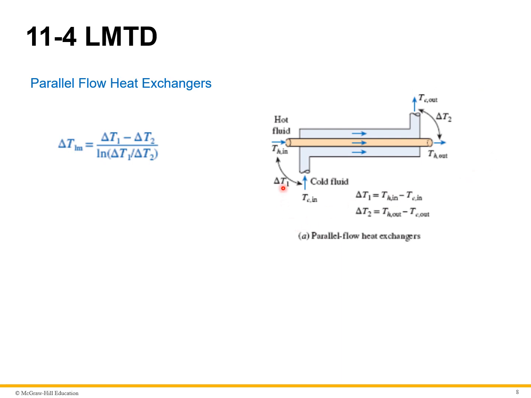So you have delta T1, which is the temperature difference between the T_H in and T_C in. Delta T2 is the temperature difference between the T_H out and the T_C out. So we define the delta T log mean as equal to delta T1 minus delta T2, divided by the natural log of delta T1 over delta T2. Now the book spends a lot of time deriving this formula, and you can look in the book for the derivation. It's not very exciting, but I'm just going to show you how to use this LMTD method using the definition.